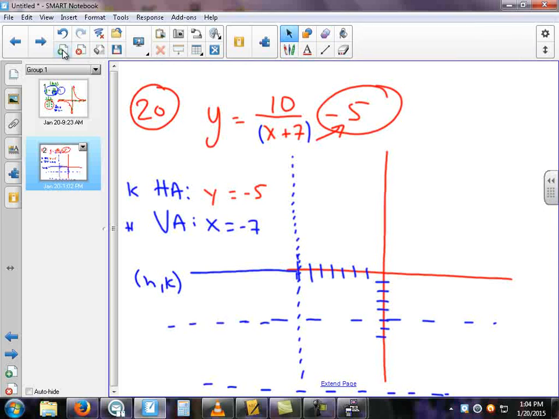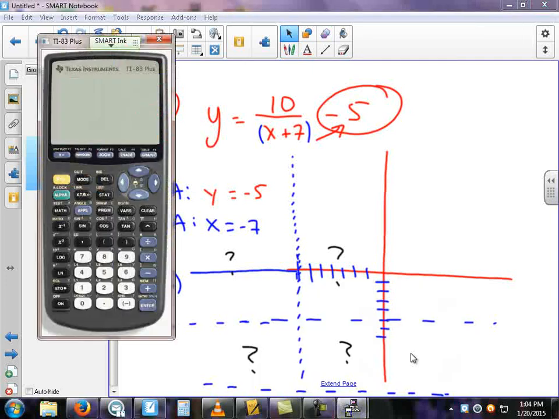And I want to know, where does my graph show up? Is it here, here, here, or here? It'll always be in 2 of those 4 quadrants. I just need to know which one. Now I can test some points, or I can go to the graphing calculator and type it in. It's really important, though, that when you type this stuff in, that you're very clear about how you type it in. So 10 divided by, and you see how I have parentheses there.